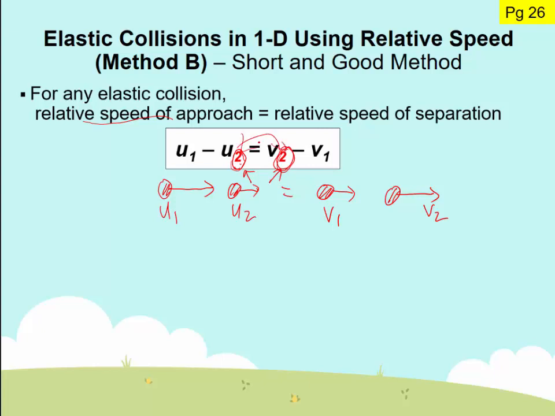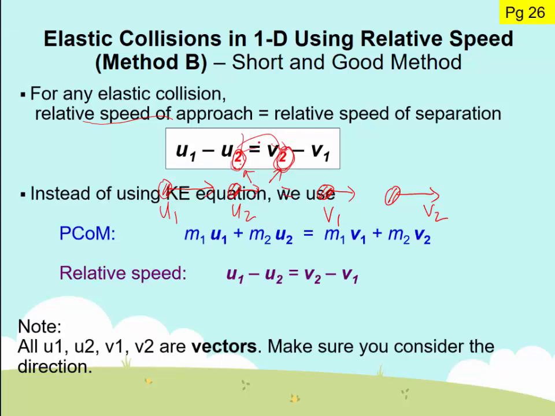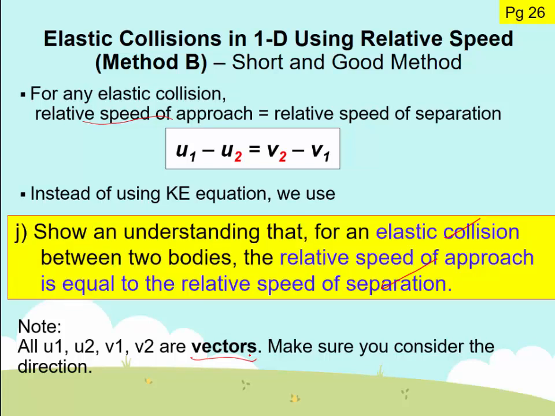So now we have two equations that we can use to solve any problems. As usual, we have our conservation of momentum, but now instead of using the KE equation, we can use a relative speed equation. When you solve problems, do take note they are vectors, so make sure you consider their signs. With these two equations, you should be able to solve the problem. And this is the learning outcome.